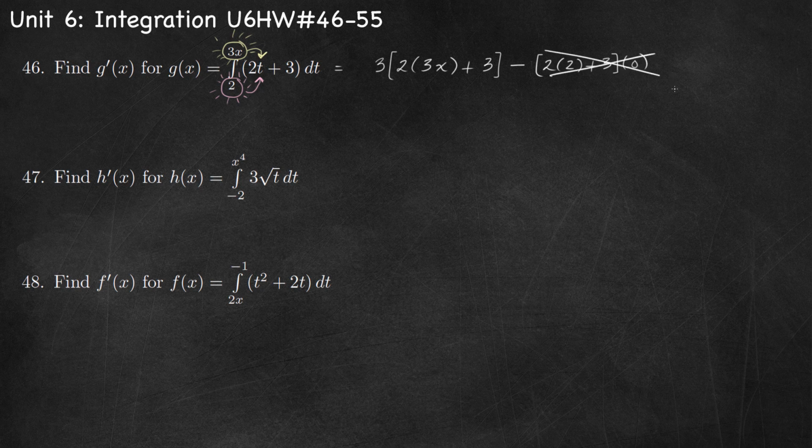So that term just goes to 0, leaving me with a final answer of, let's see, we've got 2 times 3x is 6x, times 3 is 18x, and then 3 times this 3 out here, so I had to distribute the 3 to the 2 times 3x and to the 3. So 18x plus 9 will be my final answer.